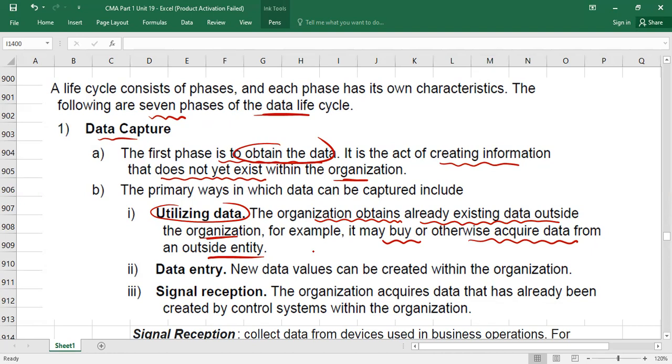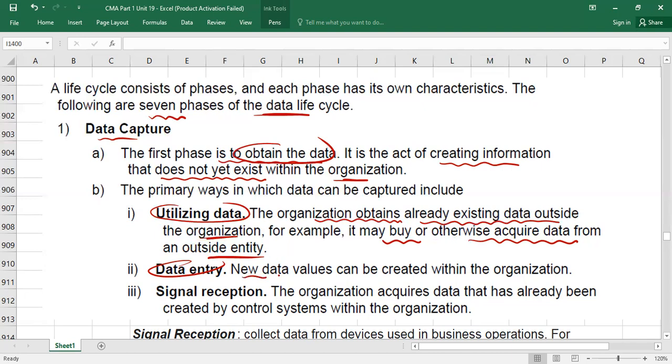You are going to obtain this data from outside the entity. For example, you search something on Google, or maybe I'm going to buy email addresses from any XYZ party. That is called utilizing data, which is created by someone else outside the organization, and I'm going to buy that. This is the first way to capture data. The second way is data entry. In data entry, you are entering data by yourself into your system. So you are creating the data.